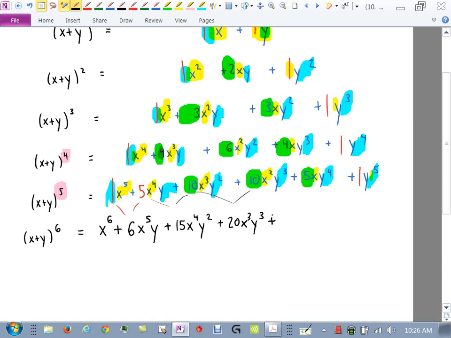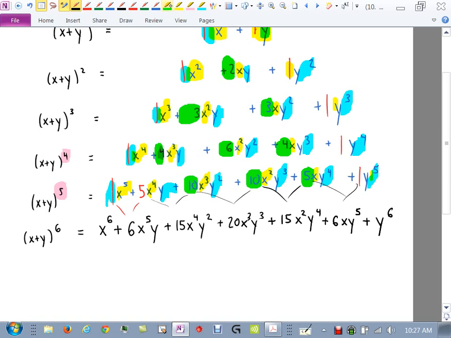Next number, 15, right? X squared y to the 4th, right? Next one, 6 x y to the 5th. Last one, it's just y to the 6th. X plus y to the 6th. If you were to multiply 6 of those together, you would get that.